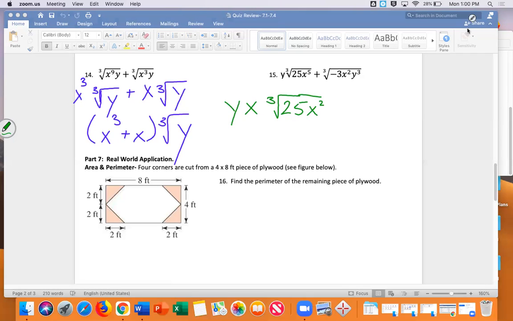Now, this one's a little tricky. -3, we didn't really talk about that, right? But -3 can be looked at as -1 times 3, right? So I see you have your calculator out. Thank you. Can you do the cube root of -1? Tell me what that is.